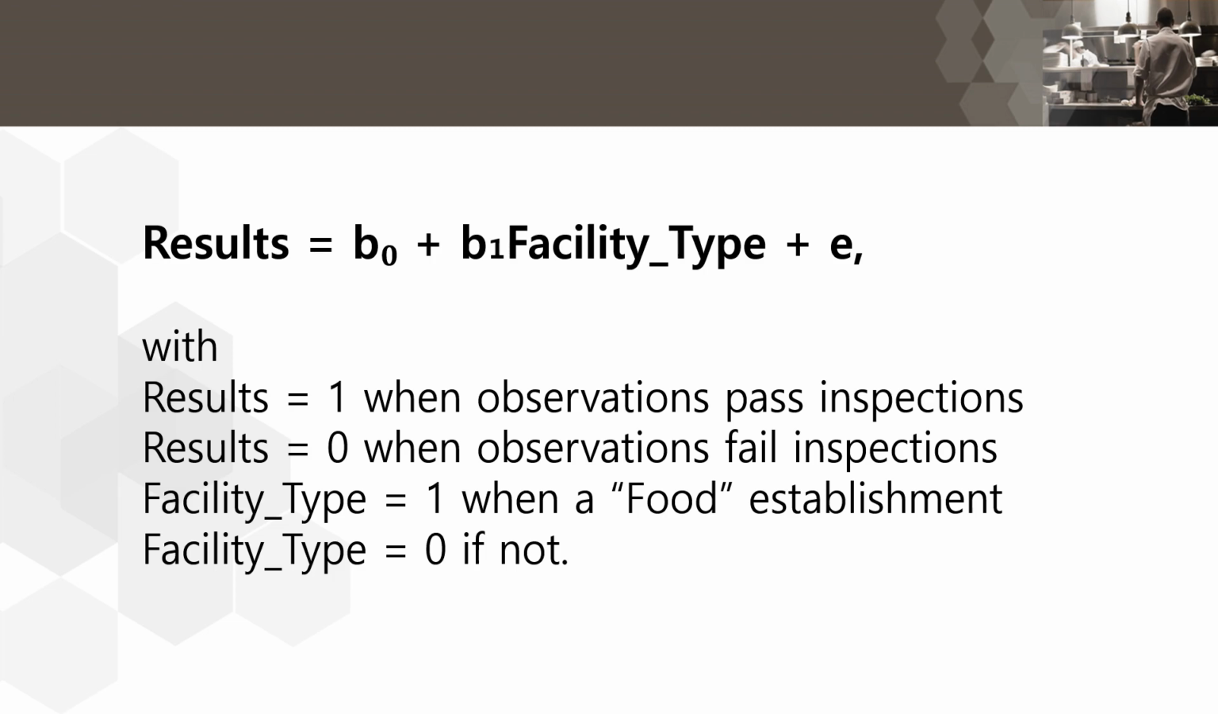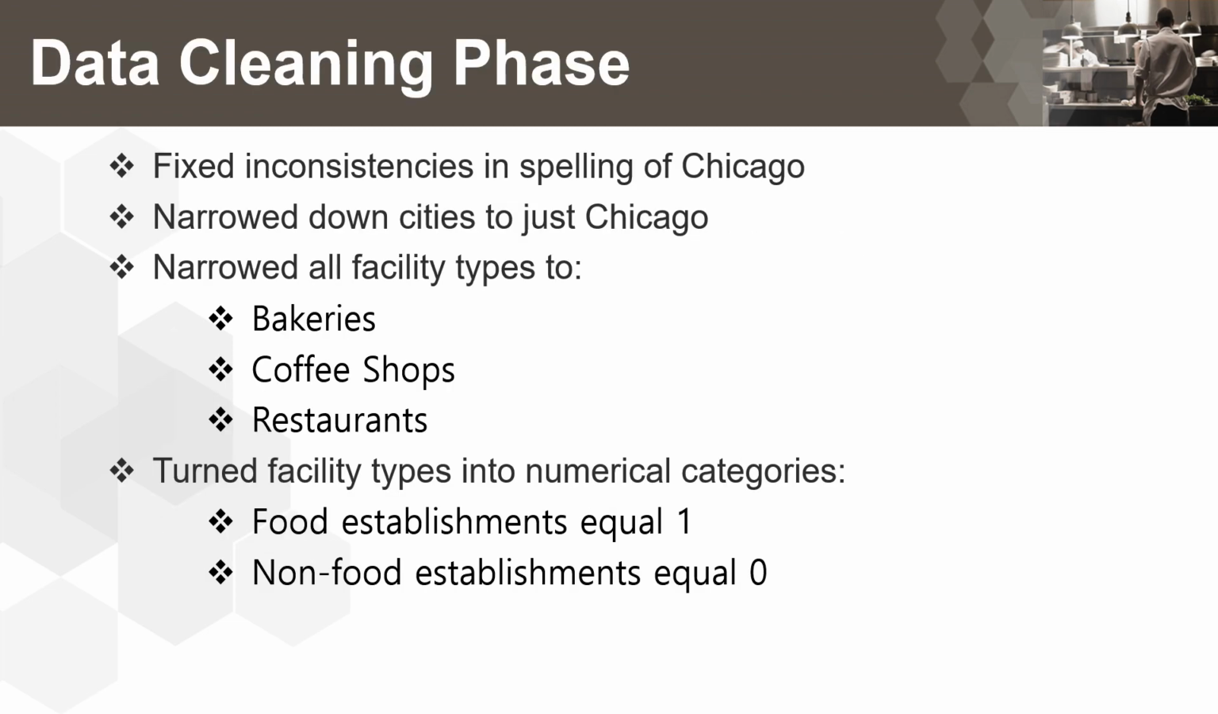So to prepare our data for this simple regression, we cleaned the data in the following ways. To begin, we fixed the Chicago spellings. We narrowed it all down just to Chicago, so we removed some smaller towns that were not in Chicago. After that, we narrowed the facility types, such as bakeries, coffee shops, and restaurants, to just being food. After we narrowed these facility types into 3 different things to be considered food establishments, we turned the facility type into a numerical category to make it easier to do a linear regression. We changed the food establishments to have a value of 1, and the establishments that didn't qualify as a food establishment, we turned to 0.